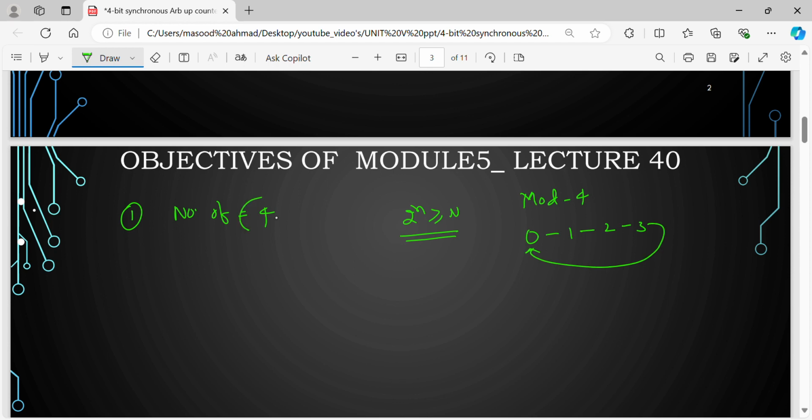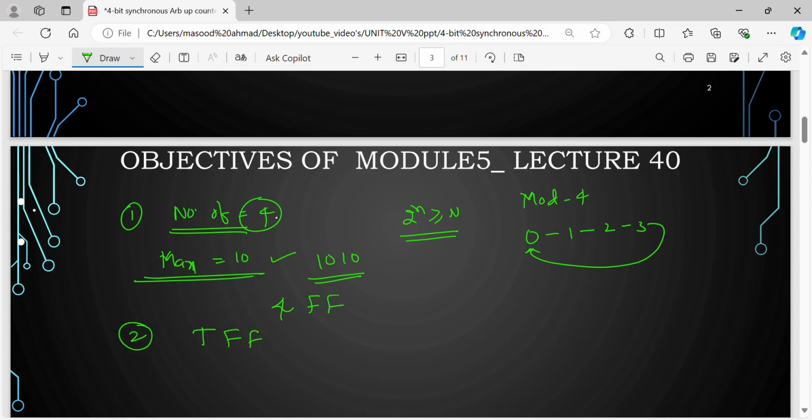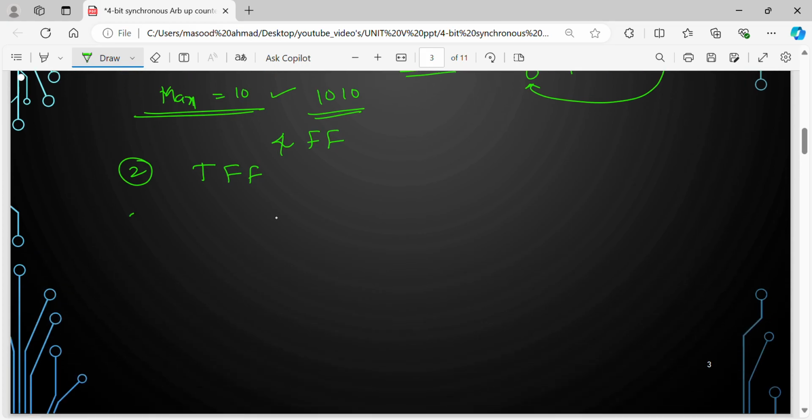For an arbitrary sequence, we look at the maximum number. What is the maximum value in the given numbers? It is 10. How many flip flops are required to represent the value 10? 1010, so 4 flip flops. Now which flip flop do you want to use? Let's say T flip flop. Then what is the state diagram? The state diagram is based on the sequence that we want. The sequence that we want is 2, 4, 5, 6, 8 and 10.